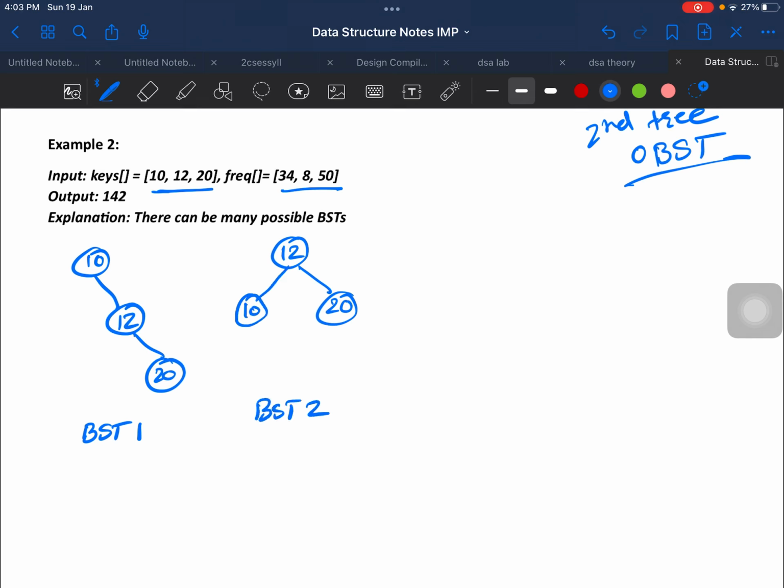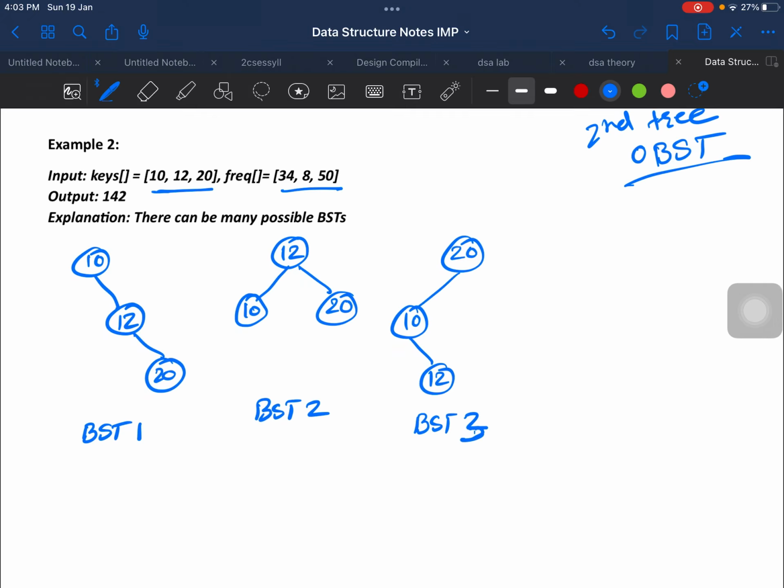Let us assume that next we get 20 first. After 20 we get 10. 10 is less than 20, so 10 is present on the left hand side of the 20. And then we get 12. 12 is greater than 10 and less than 20, that's why it is present on the right hand side of the 10. So this is my BST 3.